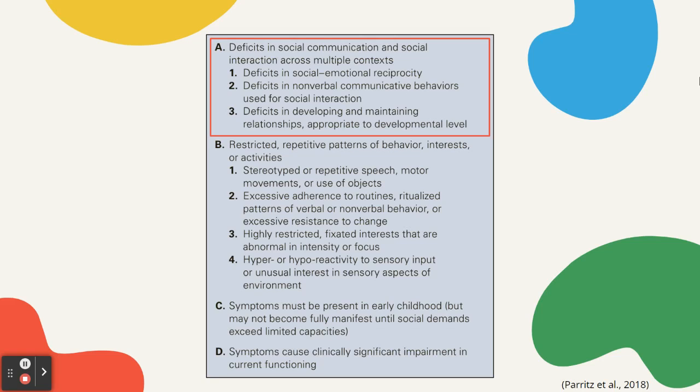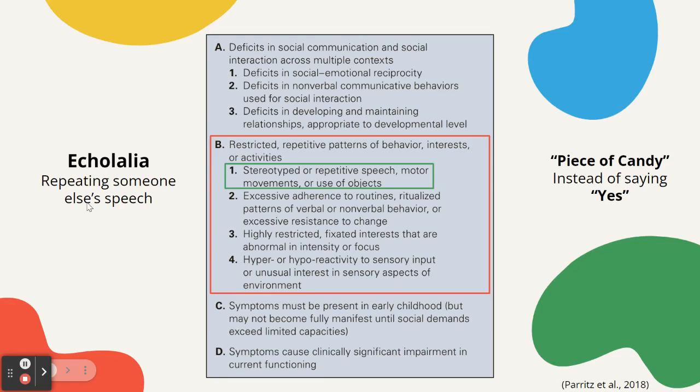Along with having deficits in all three of those areas, a person must have at least two out of the four restricted repetitive patterns of behavior, or RRBIs. So, for stereotyped or repetitive speech, motor movements, or use of objects, this could include lining up your toys, so like putting them all in a single line. This could include echolalia, which is repeating someone else's speech.